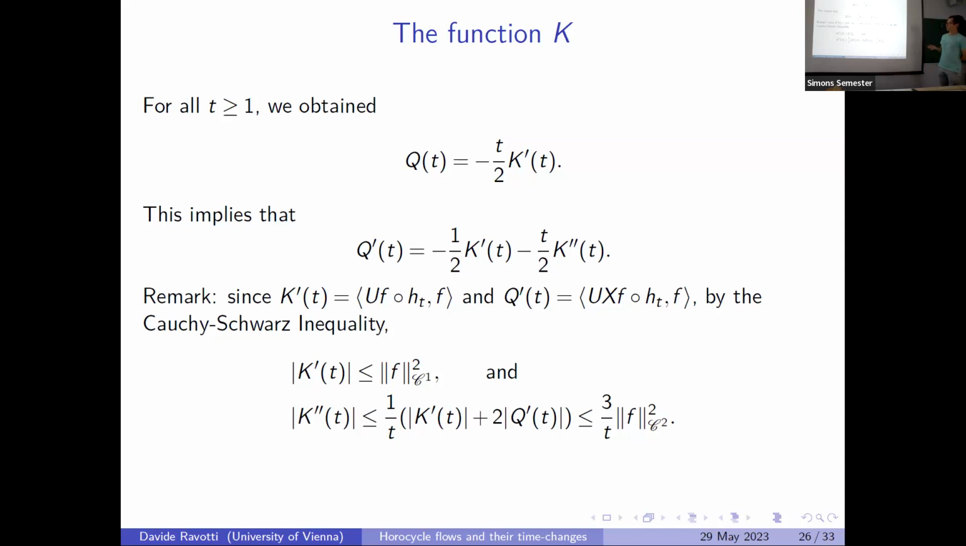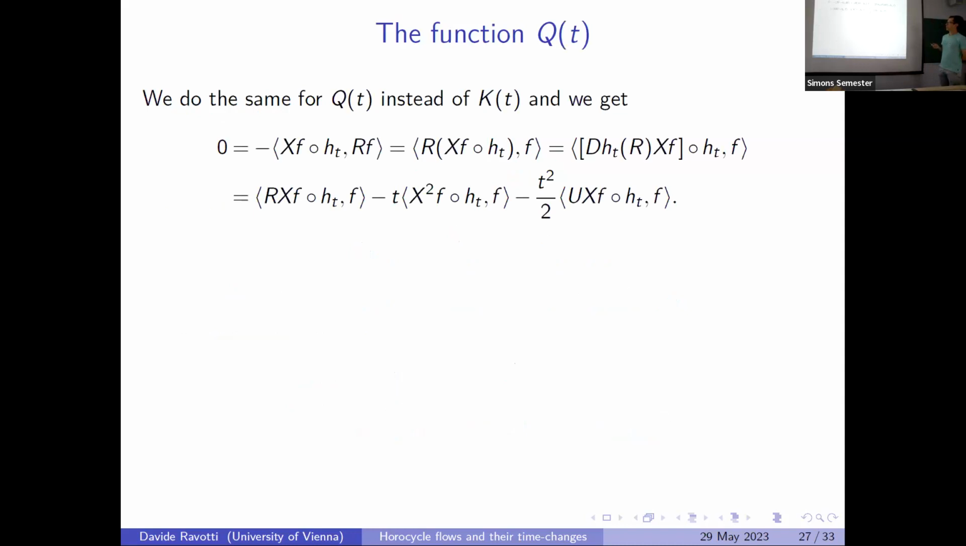Okay, so we'll keep these two equations in mind. And now I will do the same reasoning. Before, I started with the correlation of F composed with HT and F. Now I redo the same thing with the correlation of X, the derivative of F with respect to X composed with HT, and F. I redo the same reasoning once again.